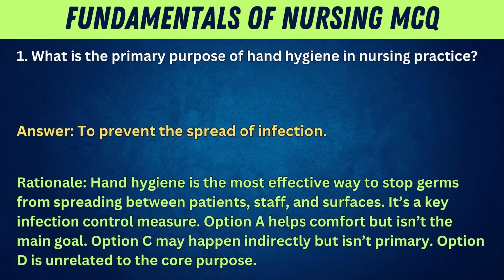Rationale. Hand hygiene is the most effective way to stop germs from spreading between patients, staff, and surfaces. It's a key infection control measure. Option A helps comfort, but isn't the main goal. Option C may happen indirectly, but isn't primary. Option D is unrelated to the core purpose.